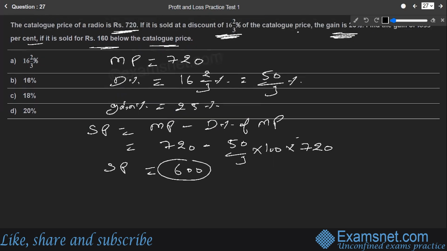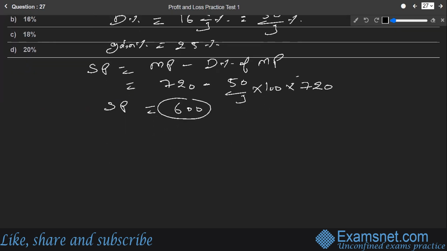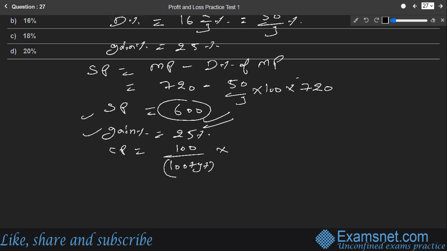Now they say the gain is 25%. So whatever the cost price would have been at this selling price, the gain is 25%. Now I have the selling price value as 600 and the gain percent as 25%. I need to find out the cost price now. So whenever a gain happens, the cost price can be calculated in terms of the selling price as 100 over 100 plus gain percent, into the selling price.